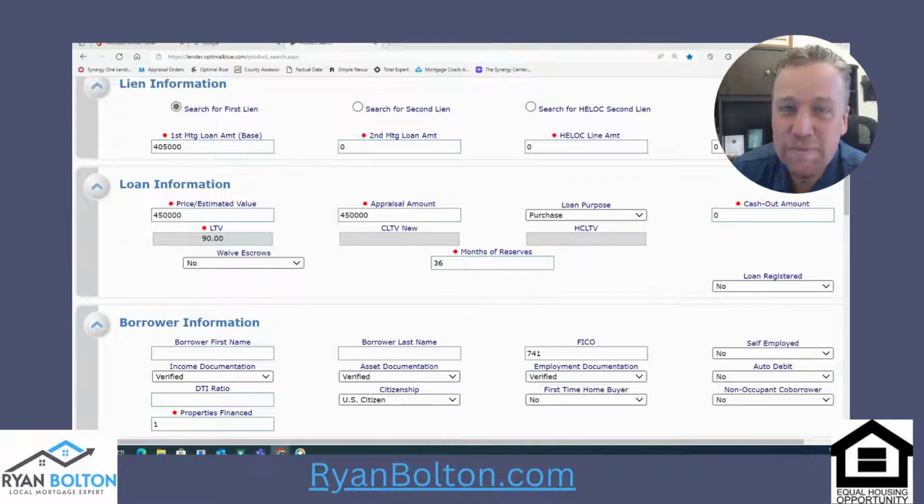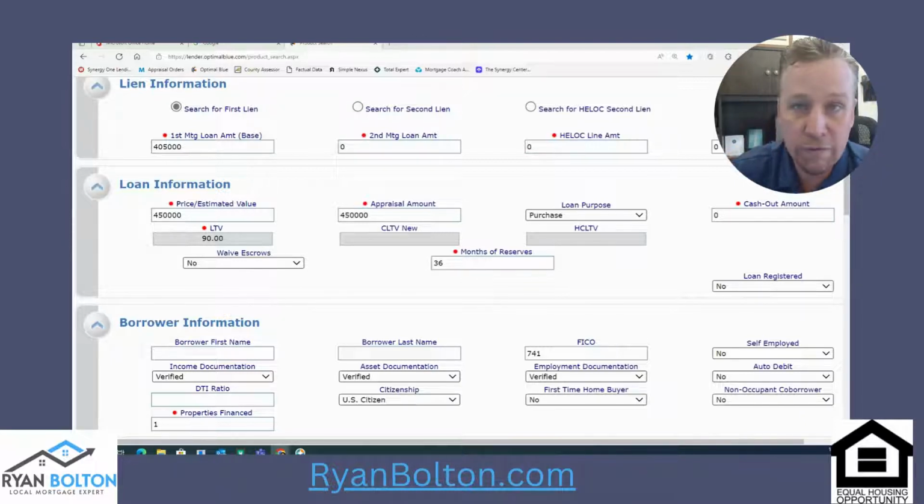All right, let's dive right in. So here is our system called Optima Blue. Many lenders use this system to be able to price out a loan to offer that rate to a particular client. So I'm going to put in a specific scenario, and as I go through the scenario, I'll show you some of the adjustments that are made on different types of loan scenarios.